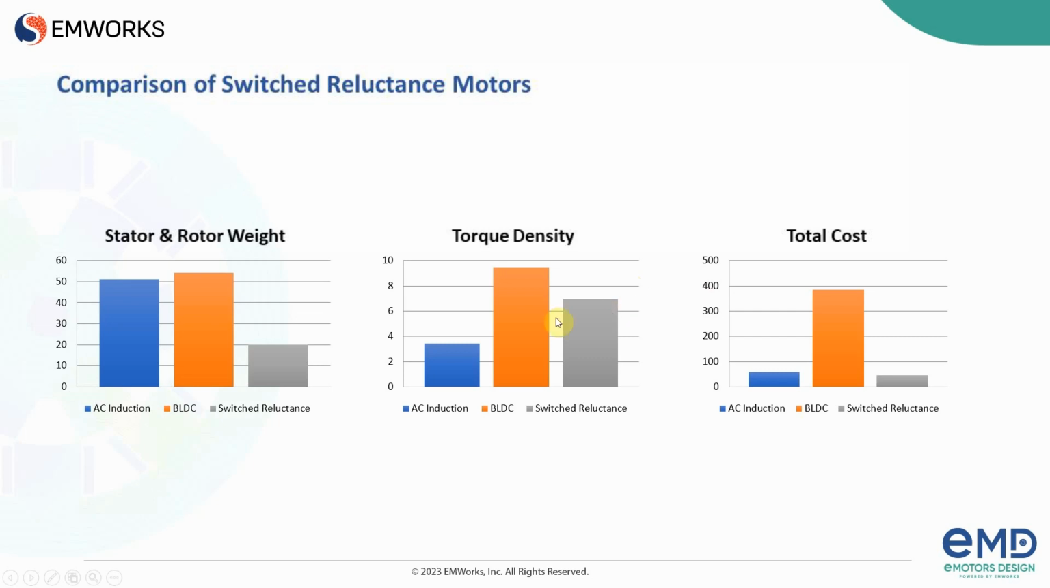To choose between these two motors, we can pay attention to the price. Due to the usage of permanent magnets as the most expensive part of these machines, BLDC machines have a higher price in comparison with induction motors and switch reluctance motors. We can see the total cost of the induction machine and the switch reluctance machine are in the same range, but the torque density of switch reluctance machines is much higher than induction machines.